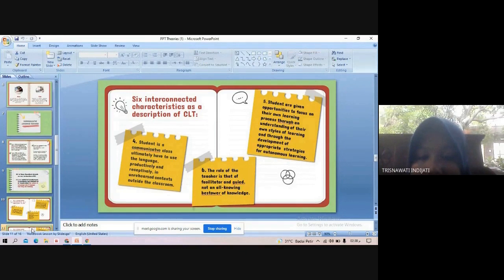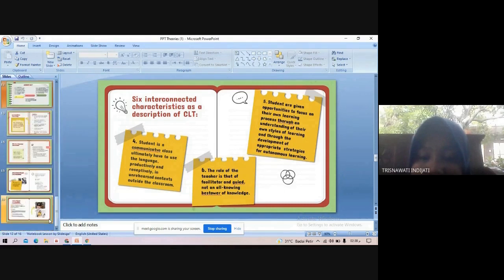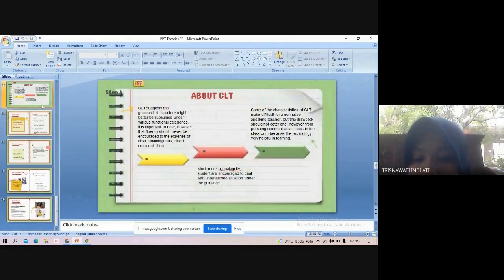CLT suggests that grammatical structure may better be subsumed under various functional categories. It is important to note, however, that fluency should never be encouraged at the expense of clear and unambiguous direct communication. Much more spontaneity. Students are encouraged to deal with unrehearsed situations under guidance. Some of the characteristics of CLT make it difficult for a non-native speaking teacher, but this drawback should not deter one from pursuing communicative goals in the classroom because technology is very helpful in learning.